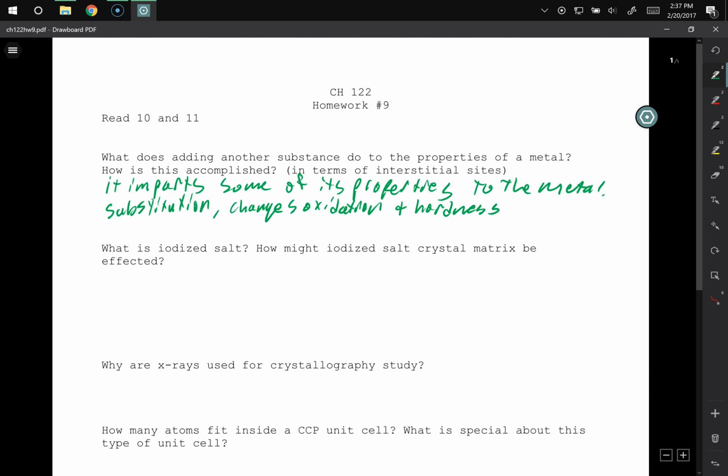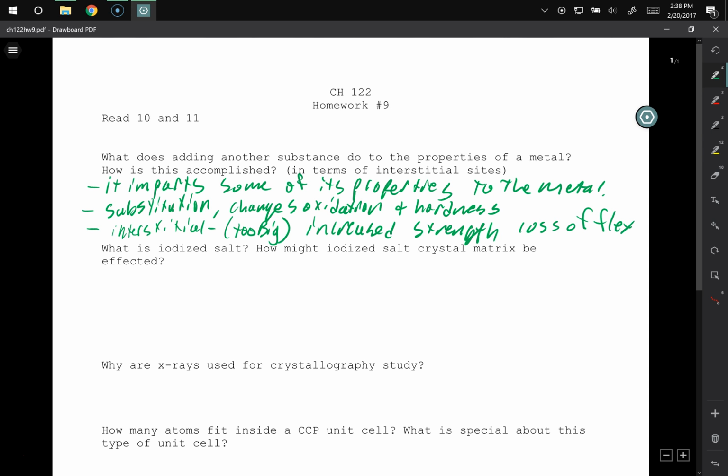The substitution basically just changes oxidation properties and hardness. So make it harder, make it softer, or make it less likely or more likely to rust. And what about my other one? Substitution, vacancy, substitutions, and so it increases the strength but loses flexibility. Okay.